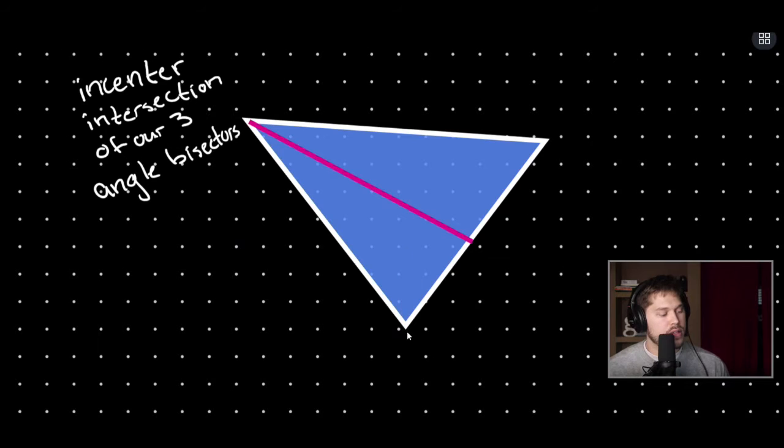Here, make sure we really start at the center. Okay. Here we go. There we are. And so this intersection point is our incenter.